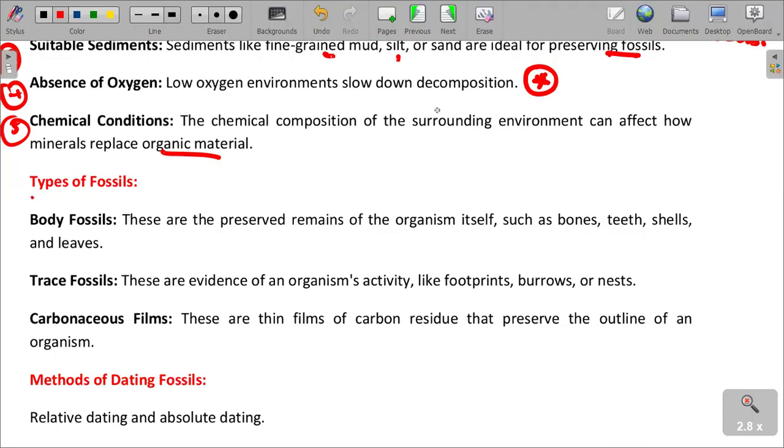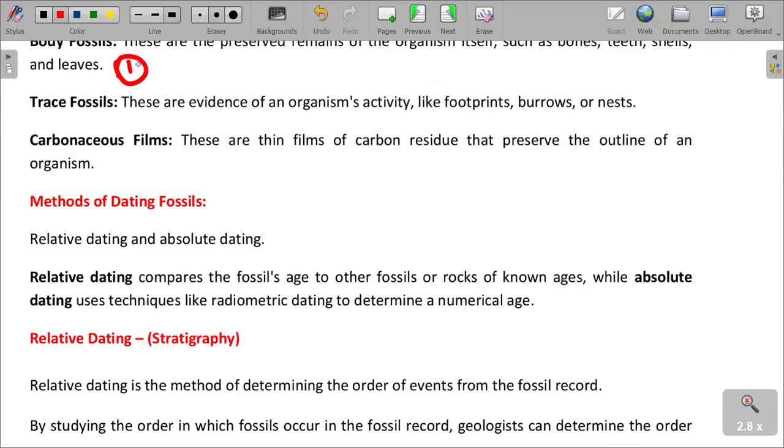Having said that, let's quickly talk about types of fossils. We have got body fossils. These are preserved remains of the organism itself, such as the bones, the teeth, and the shell. We talked about that as number one. We can also have carbonaceous films. These are films of carbon residue that preserve the outline of an organism, to show how the organism looked.